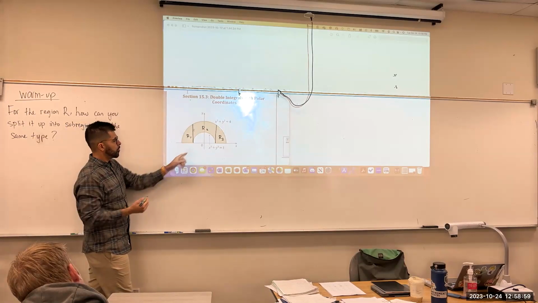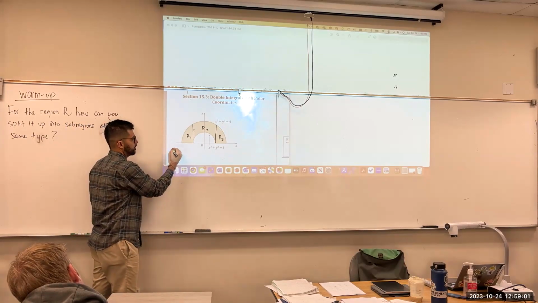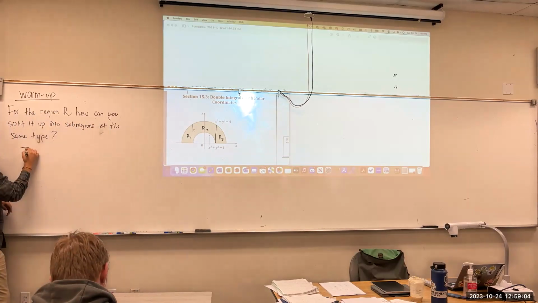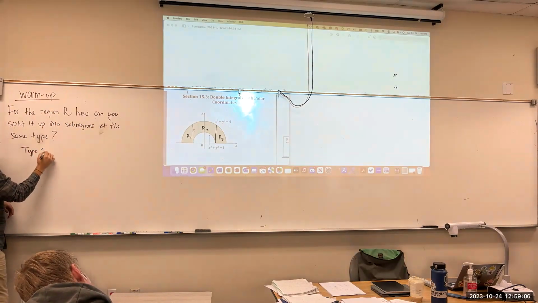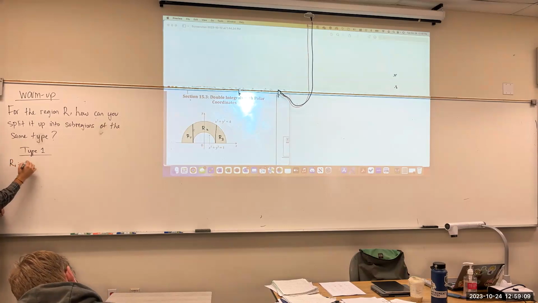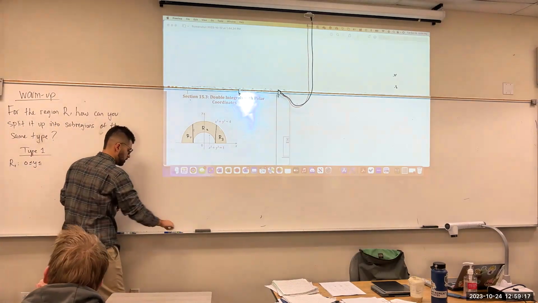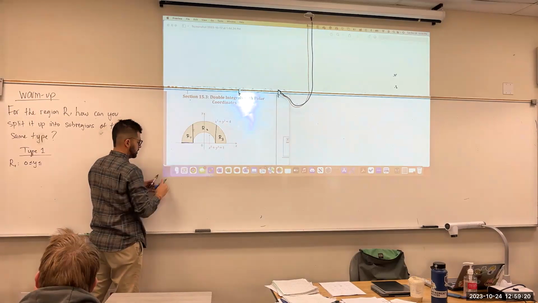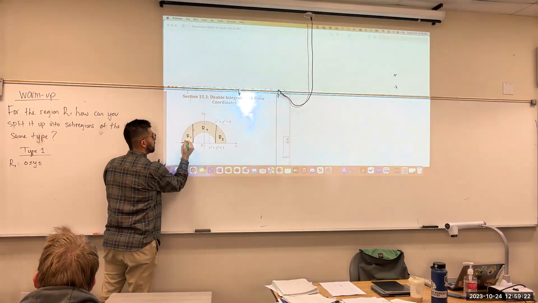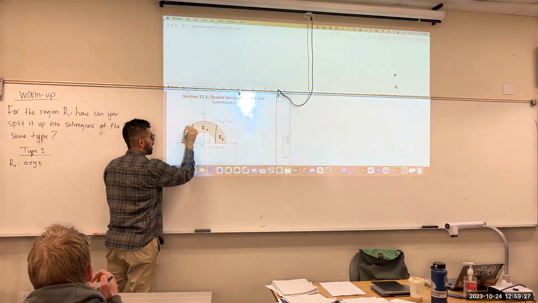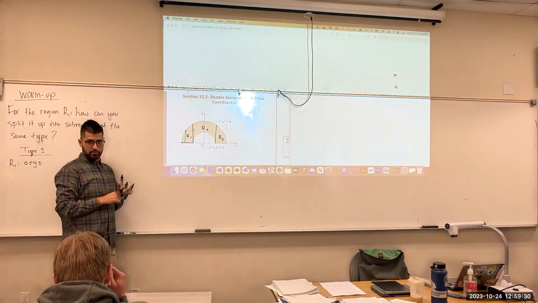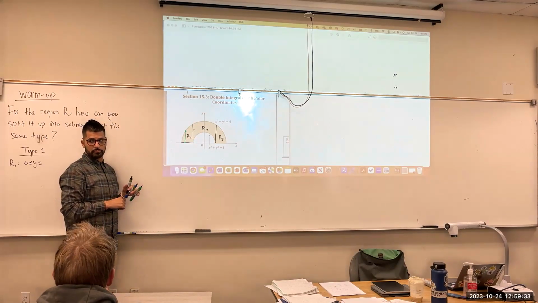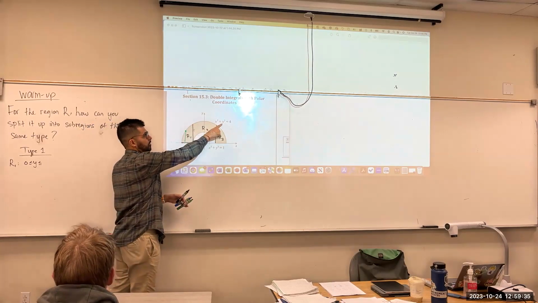What would Y be bounded below by here? For R1, let me do it over here. So for type 1, R1 here, Y is bounded below by what? 0. This guy right here, right? It's bounded below by this. And then as Y goes up, it's going to be bounded above by the top. But now the question is, what is the top? You see that? The top is this circle right here, right?